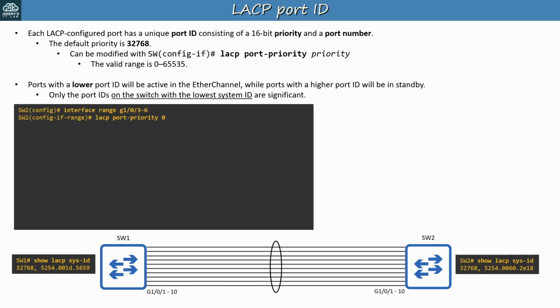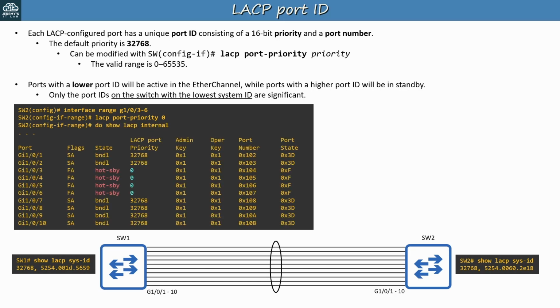Let's check. I changed the priority of switch 2's G1/3 to 6 to 0, the lowest possible value. And here are the results. Nothing changed. As the point above says, only the port IDs on the switch with the lowest system ID are significant. In this case, that's switch 1. So it's switch 1 that decides which ports are active, not switch 2. Even though switch 2 G1/3 to 6 have the lowest possible priority, they are still in standby.